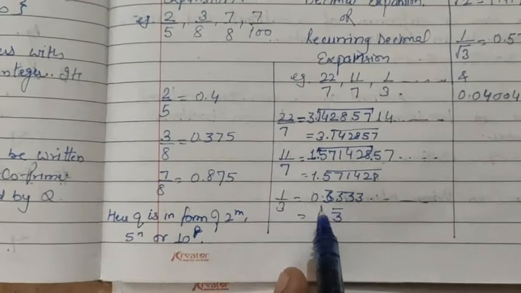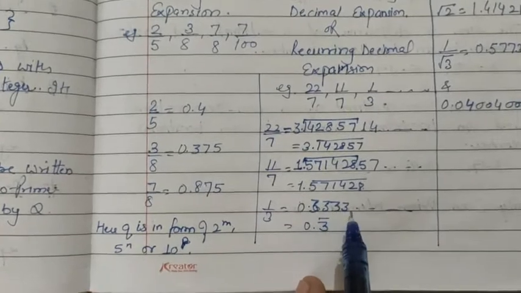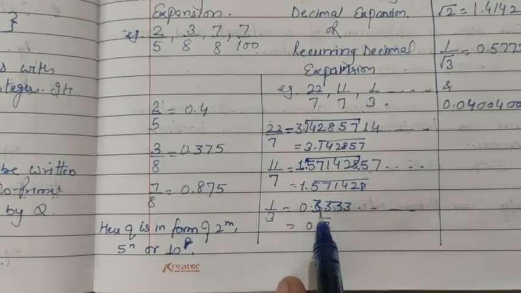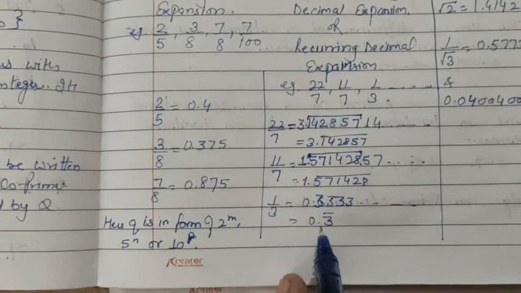So 1 by 3 can be written as 0.333. After the decimal, 3 is repeating again and again. So we can write it as 0.3 bar.